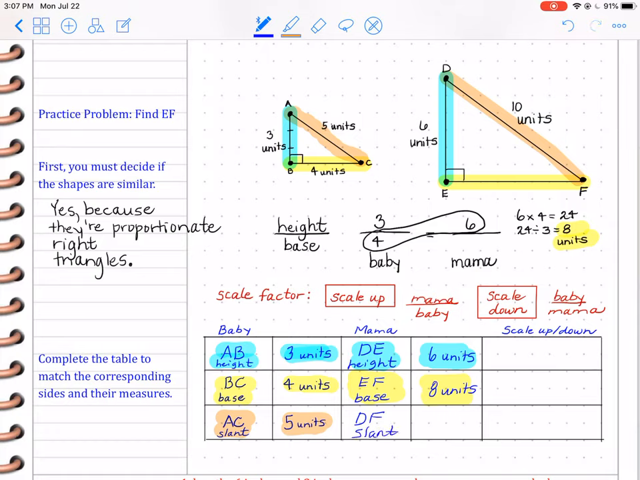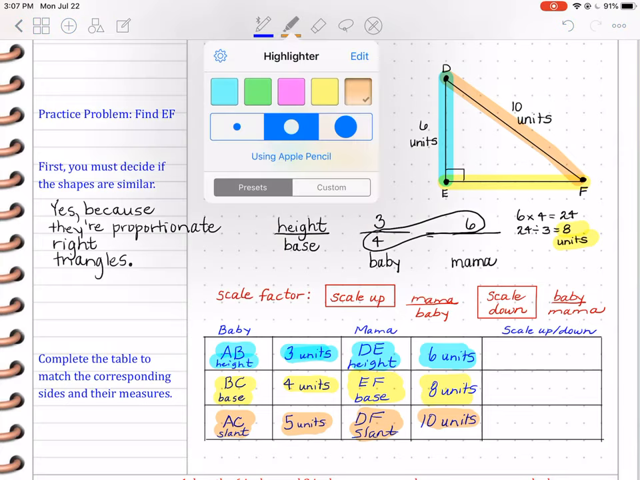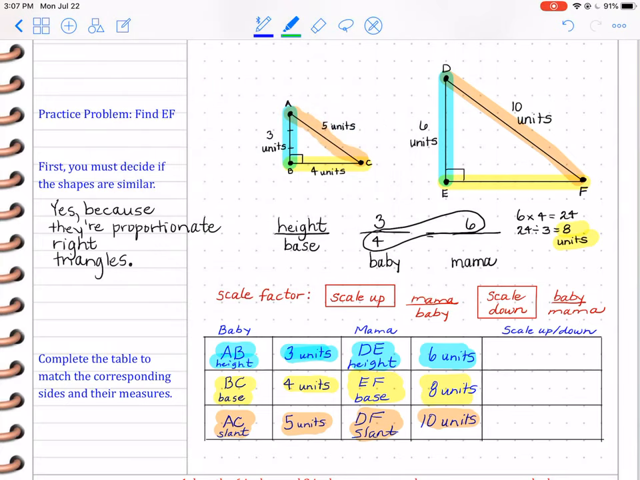Slant, 10 units. And that is this dimension. So what we've done here, we've matched up baby's height and Mama's height, baby's base and Mama's base, baby's slant and Mama's slant. And that's what's meant by corresponding. It's just saying that baby has one and Mama has one, and we're just matching those up.